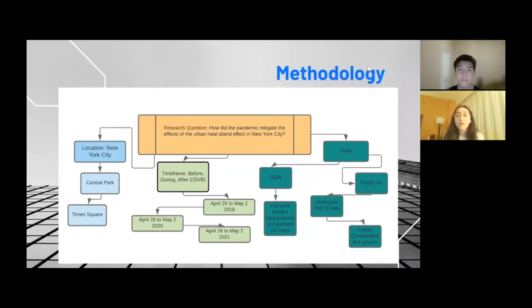And some of the tools that we used were QGIS and PurpleAir. So QGIS, we used Landsat 8 data to calculate those surface temperatures and present it via maps. And for PurpleAir, we downloaded the PM 2.5 data and we created comparative line graphs.